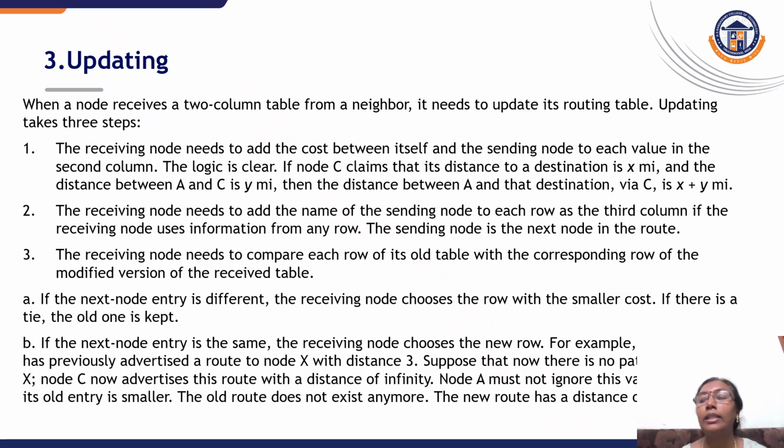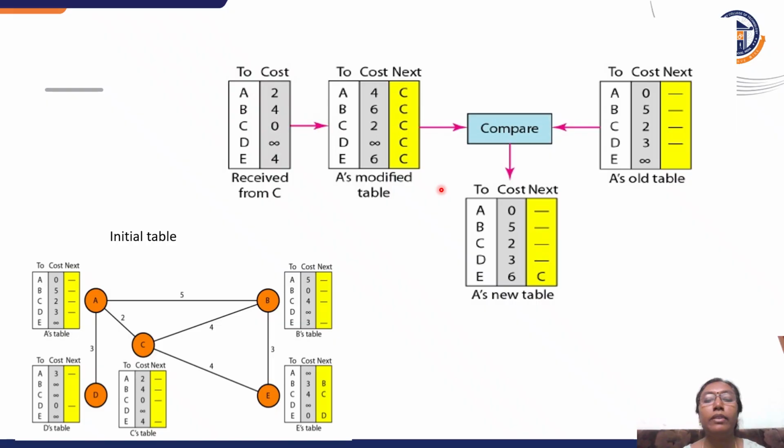It can be explained in a simple manner by having this diagram. This is the initial table we found in the very first step, initialization. Then we shared the information. Then finally we are updating the information. Node A's final table will be calculated by means of the information message shared from C.